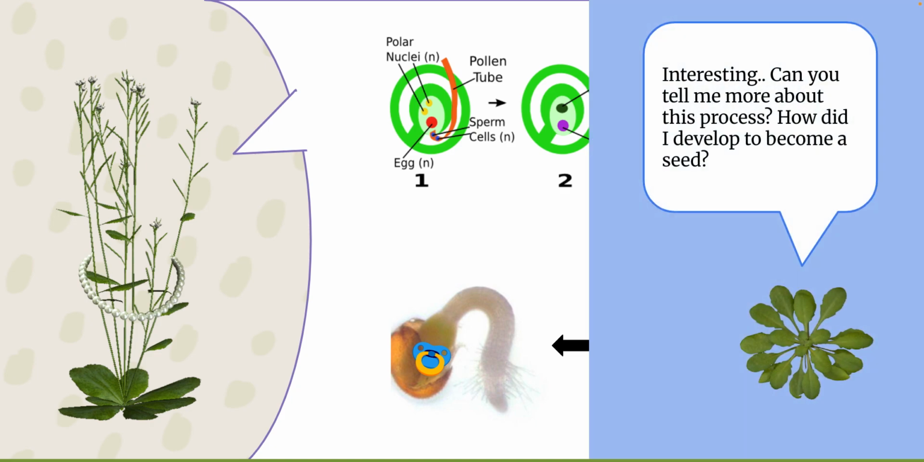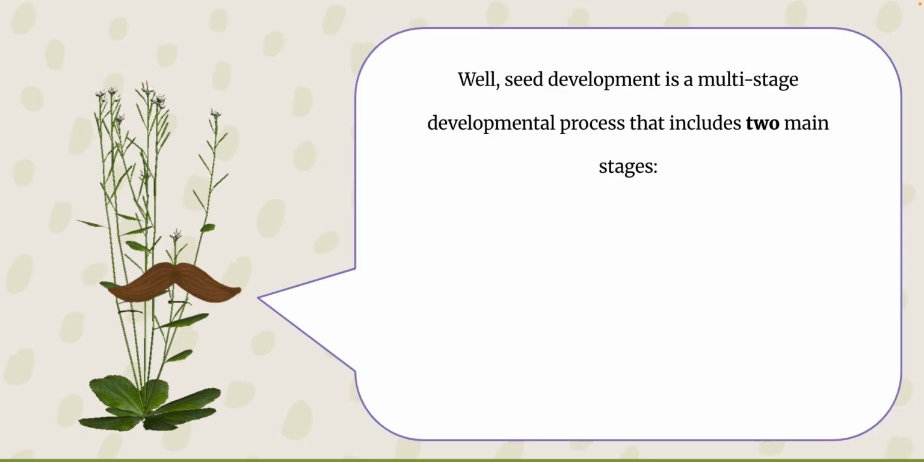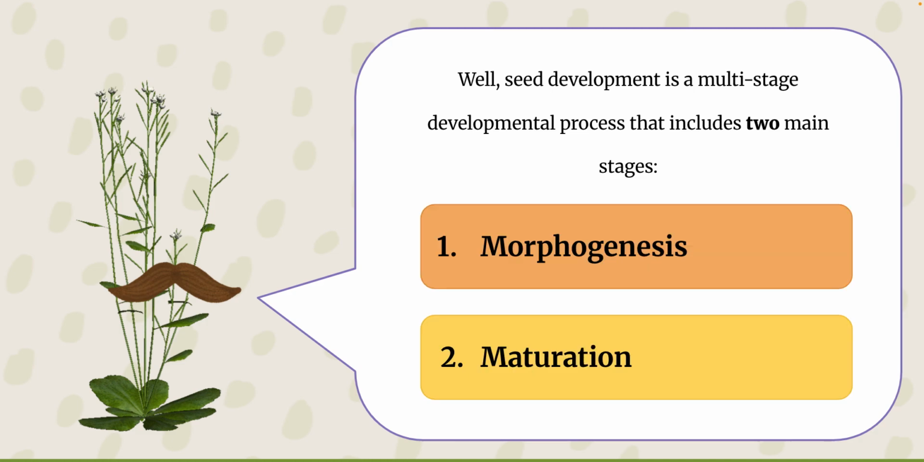Interesting. Can you tell me more about this process? How did I develop to become a seed? Well, seed development is a multi-stage developmental process that includes two main stages, morphogenesis and maturation.